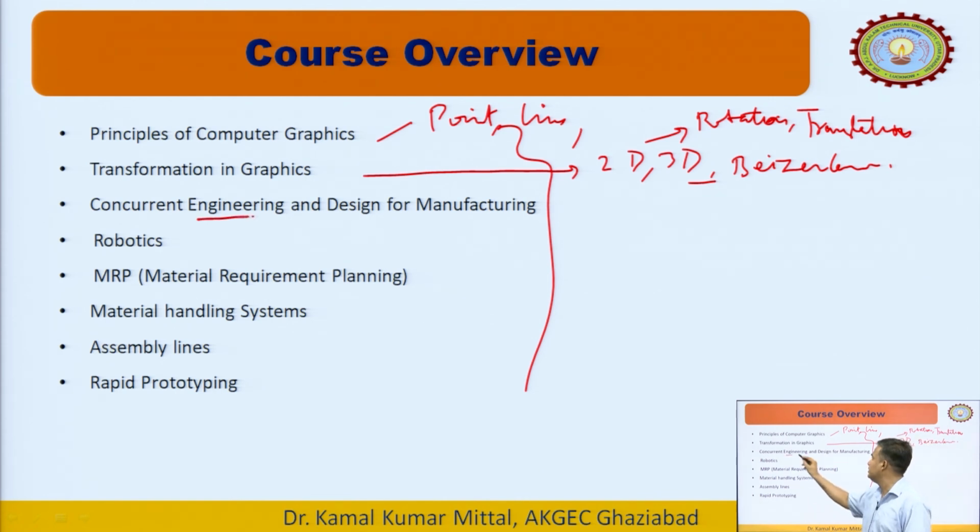Then comes concurrent engineering and design for manufacturing. This is basically simultaneous engineering. In this type of engineering, all the departments sit together and discuss initially what problems may arise after a certain time, so that they can be sorted out initially.